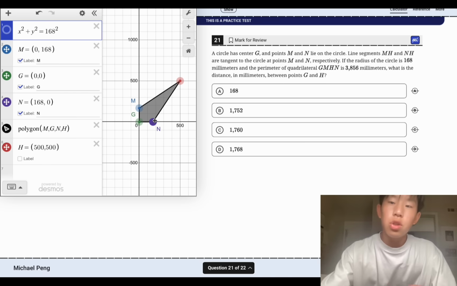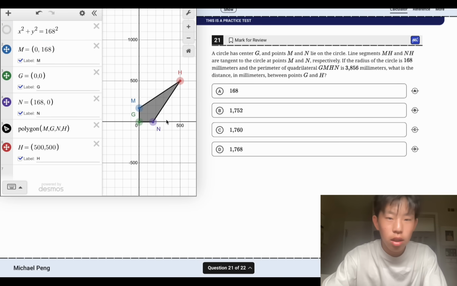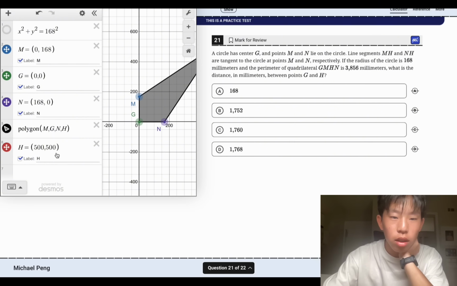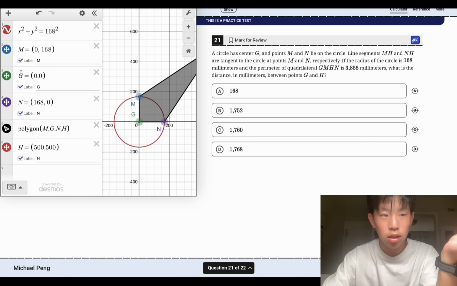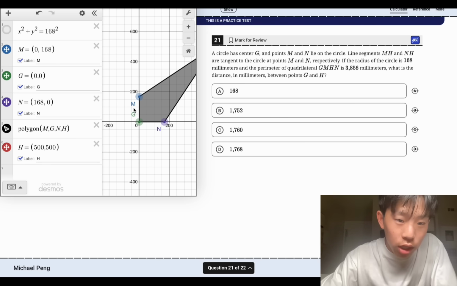Okay, so now we need to find the distance from G to H. Let me label H. Well, how do we find that? So first, let's just find the distance from M to G and N to G. If you're paying attention, you would realize that these are radiuses, correct? The radius is from the midpoint to the outside of the circle. So what's the radius? 168. So now we know MG is 168 and NG is 168, right?